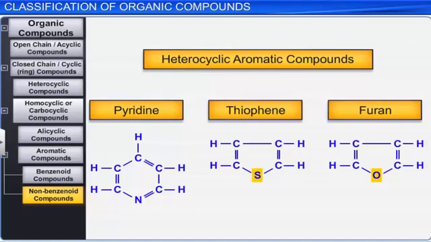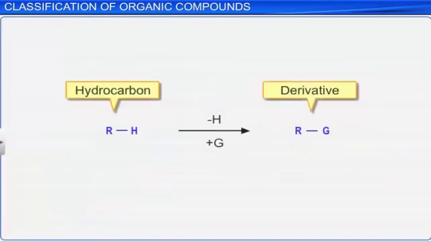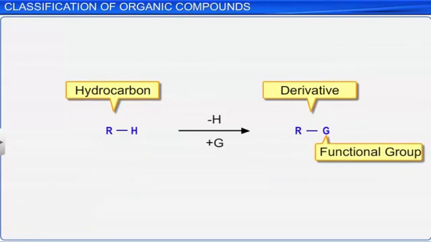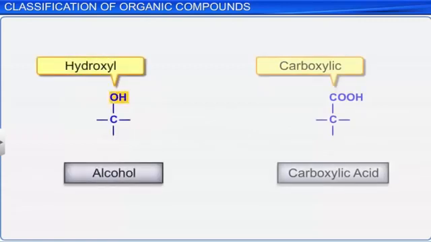The other way to classify organic compounds is on the basis of functional groups. A functional group is an atom or a group of atoms present in a molecule, which determines its characteristic properties. For example, the hydroxyl group and the carboxylic acid group are the functional groups of alcohols and carboxylic acids respectively.